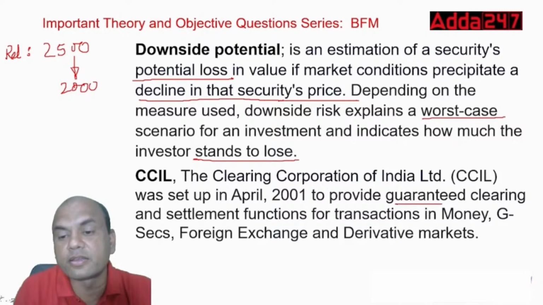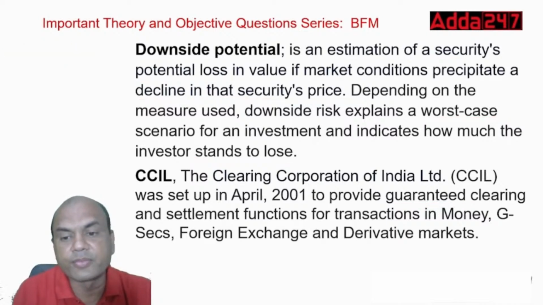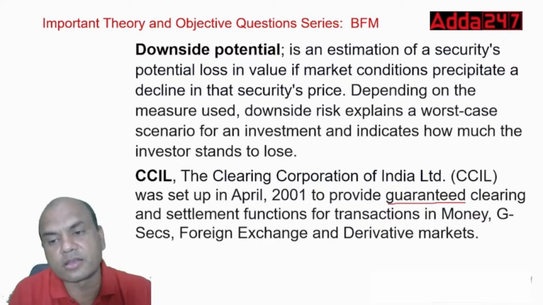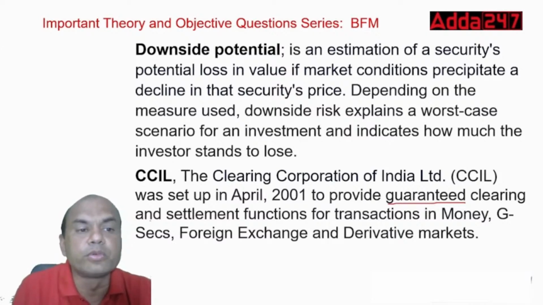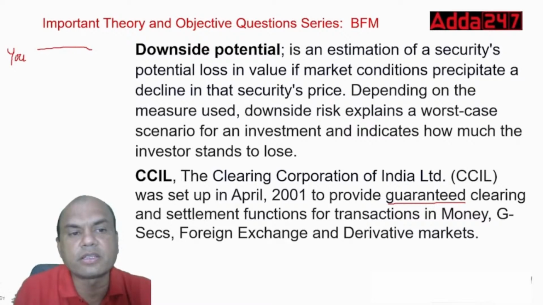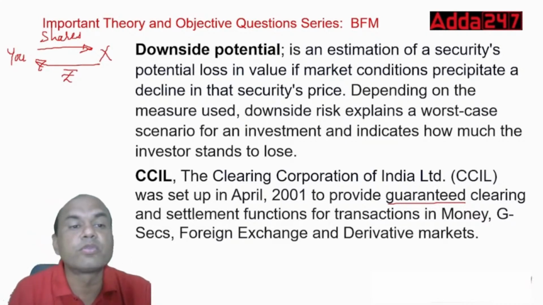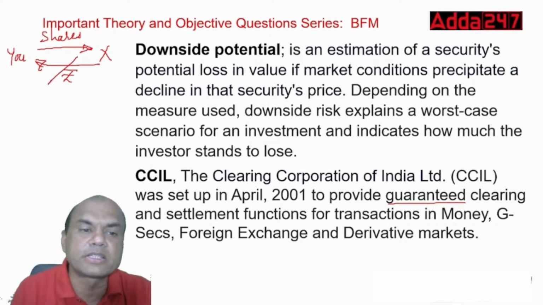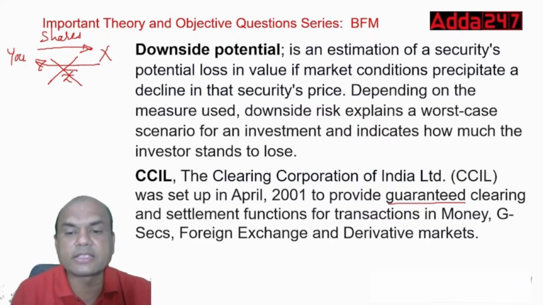Guaranteed clearing here means settlement risk is nullified. What is settlement risk? Let me give you an example. If you sell shares to anyone, say Mr. X, Mr. X should give you rupees, because you are giving the shares. What do you mean by settlement risk? If you give the shares and Mr. X does not give you rupees, then this is known as settlement risk. So CCIL guarantees this part.